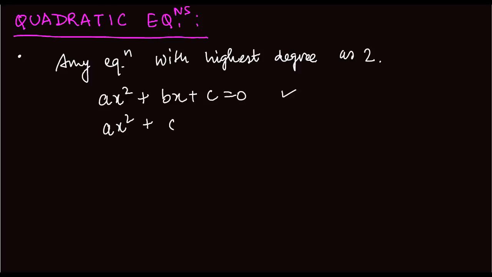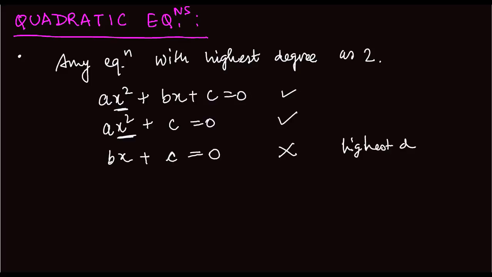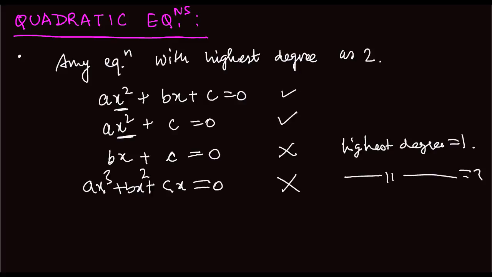ax square plus c is equals to 0. This is also a quadratic equation because we have highest degree as 2. But if you have only bx plus c is 0, this is not a quadratic equation because the highest degree in this case will be 1. Also if you have ax cube plus bx square plus cx is equals to 0, this is also not a quadratic equation because the highest degree will be 3 in this case.